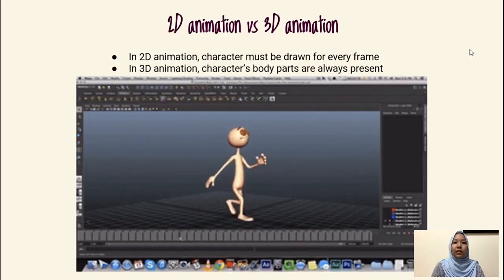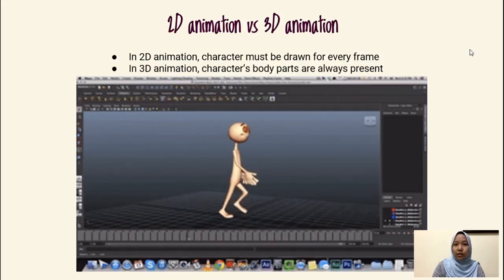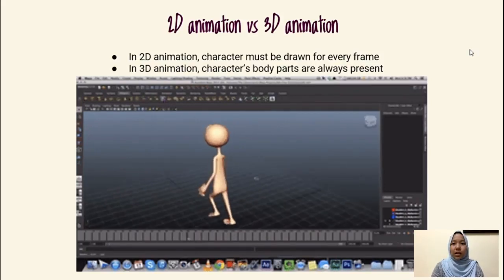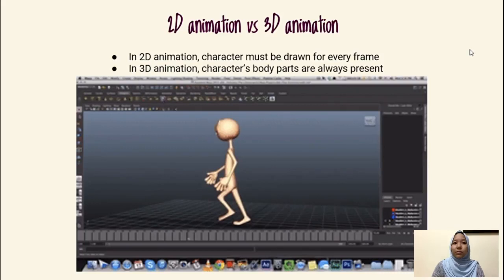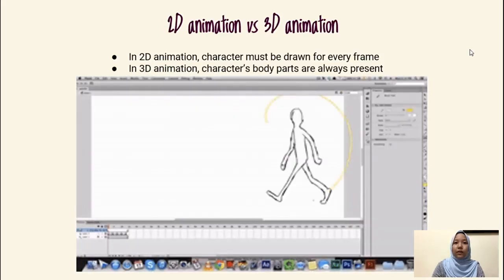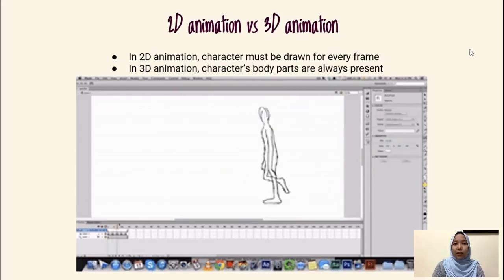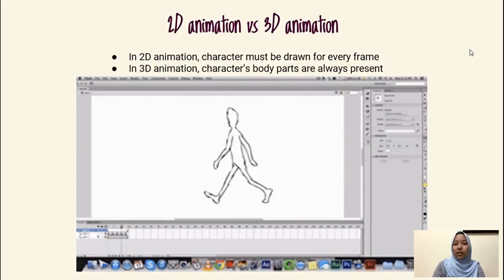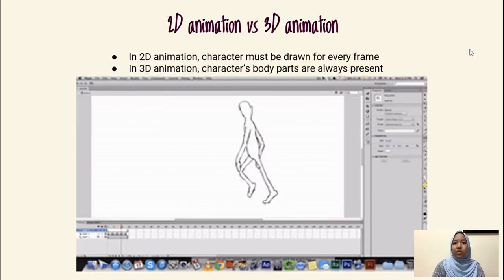Another example, let's say the character is showing its back. In 2D animation, the animators will only draw the back side of the character without having to draw the front side. Whereas in 3D animation, even if only the back side is shown, the front side is still there even though we cannot see it.